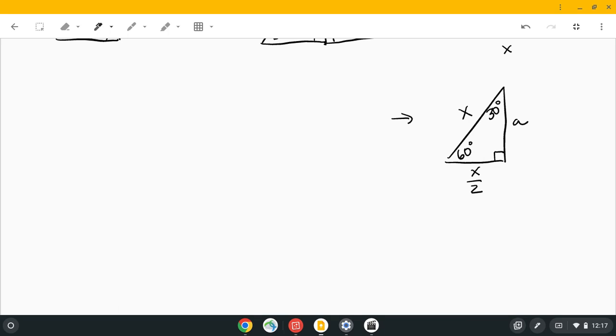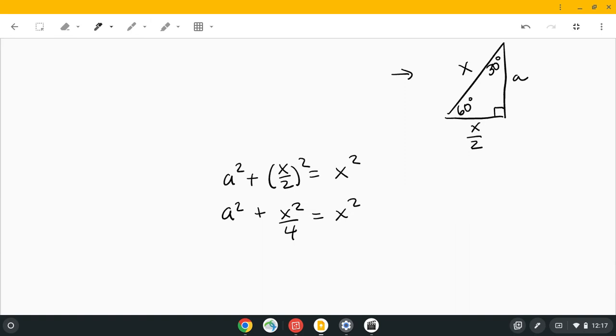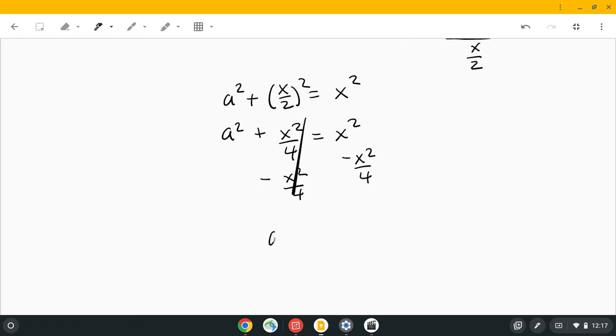Alright, so I have a right triangle, so I'm going to use my Pythagorean theorem. So I'm going to use the fact that a squared plus x over 2 squared equals x squared. Okay, and I get a squared plus x squared over 4 equals x squared. Okay, and I'm trying to solve for a. I'm trying to solve for this one right here. Okay, so I'm going to go ahead and subtract x squared over 4 from both sides. Okay, so I get a squared equals 1 minus a fourth, which is 3/4.